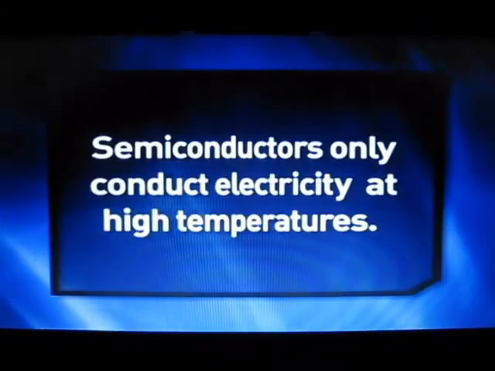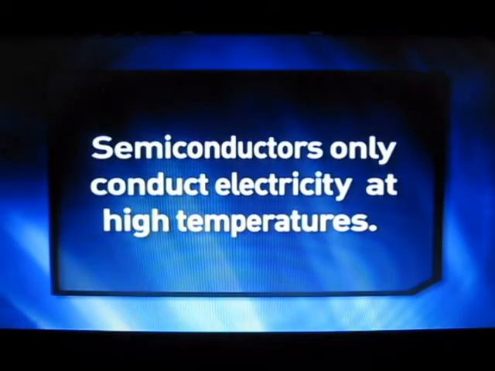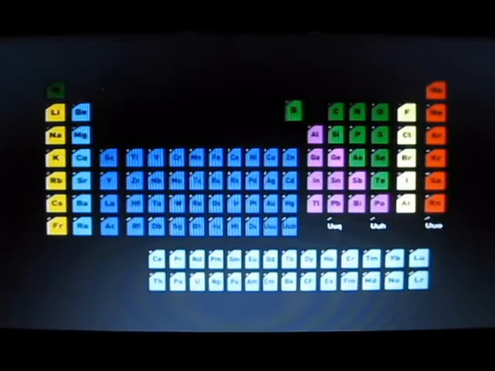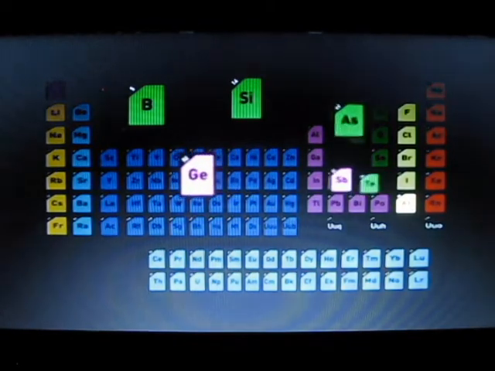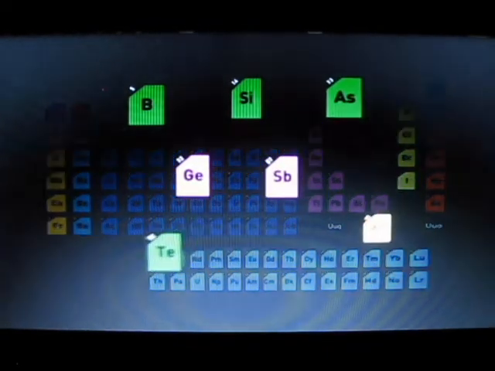Boron does become more metallic at higher temperatures, and its ability to conduct electricity increases with temperature as well. Materials that behave this way are called semiconductors. They only conduct electricity at high temperatures. All are solid at room temperature. They conduct heat and electricity better than nonmetals, but not as well as metals.